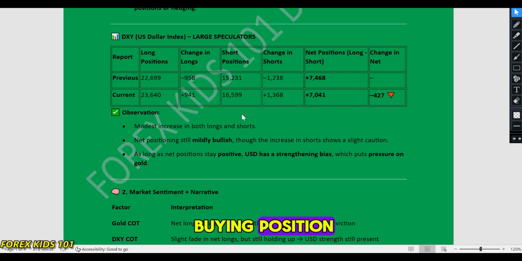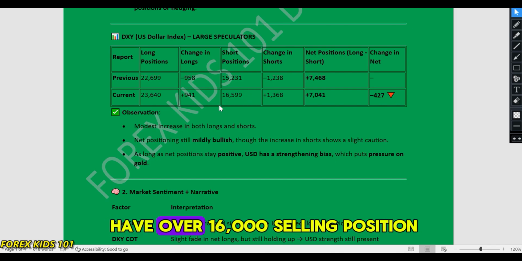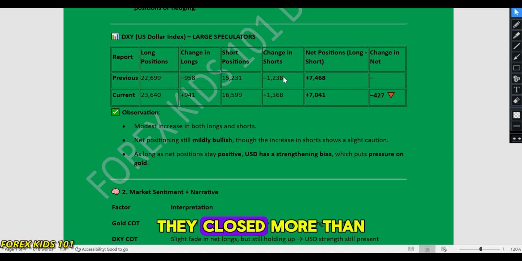900 buying position. And on the previous week on the selling side, they had over 15,000 selling position, but this week they have over 16,000 selling position. And we can see that last week they closed more than 1,000 selling position, but this week they added more than 1,000 selling position, which is pushing our net position down by 427.